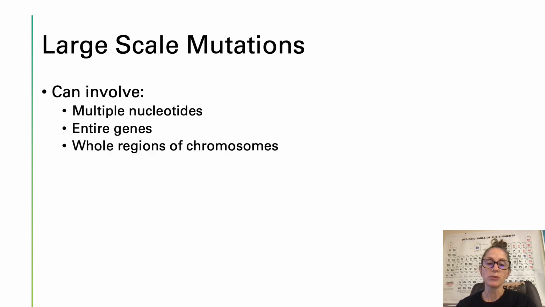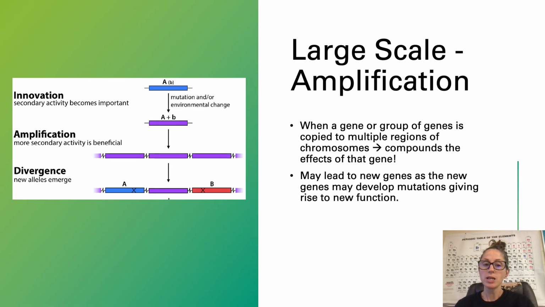Large-scale mutations can involve multiple nucleotides, an entire genome, or whole regions of chromosomes. And so there's different types of large-scale mutations. So we're just dealing with a bigger region of DNA being affected. So one is called amplification. This is where a gene or a group of genes is copied to multiple regions of the chromosome. This can compound the effects of the gene. So it takes a little bit of thinking to think about that.